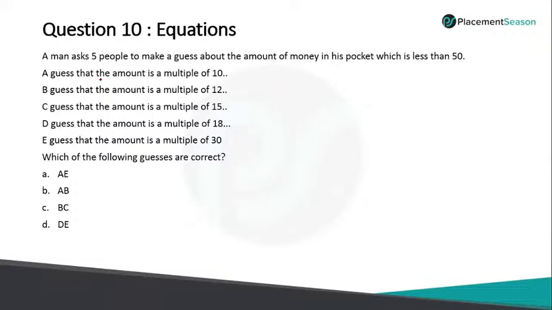See this. A man asked 5 people to make a guess about the amount of money in his pocket, which is less than 50. A guesses the amount is a multiple of 10. B guesses the amount is a multiple of 12. C guesses the amount is a multiple of 15. D guesses the amount is a multiple of 18. And E guesses the amount is a multiple of 30. Which of the following guesses are correct? This was the question.